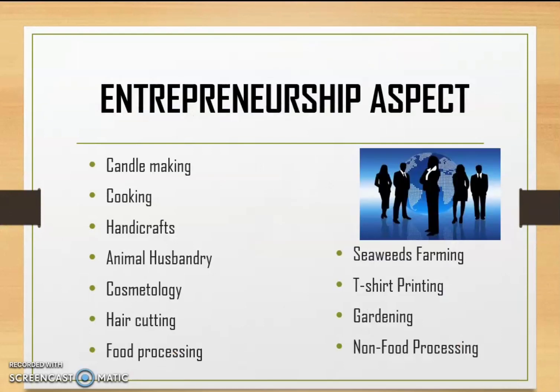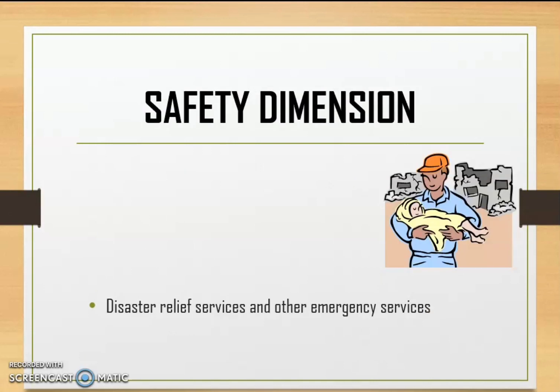Next project proposal that you can do is the entrepreneurship aspect. So, pwede kayo mag-candle making, cooking, handicrafts, animal husbandry, cosmetology, hair cutting, food processing, seaweeds farming, t-shirt printing, gardening, or non-food processing. Next in the list is the safety dimension.